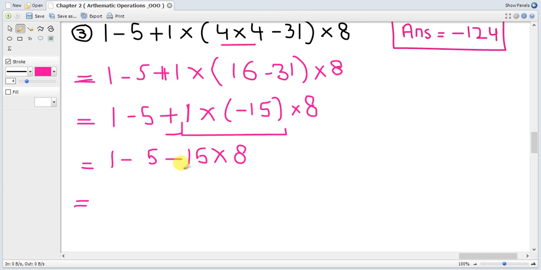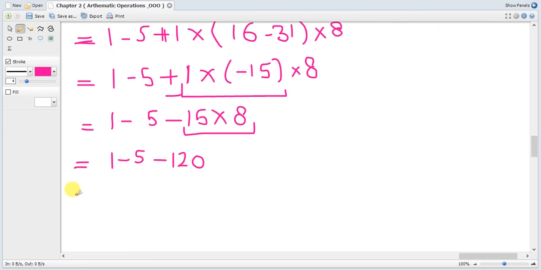Now we have to go for multiplication first. So 1 minus 5 minus 15 times 8. So 5 times 8 is 40. 4 carry, 1 times 8 is 8, and plus 4, 12. Now solve these two numbers first, since we are having subtraction, so we can either solve these two or the last two digits. So 1 minus 5 is minus 4 and minus 120.